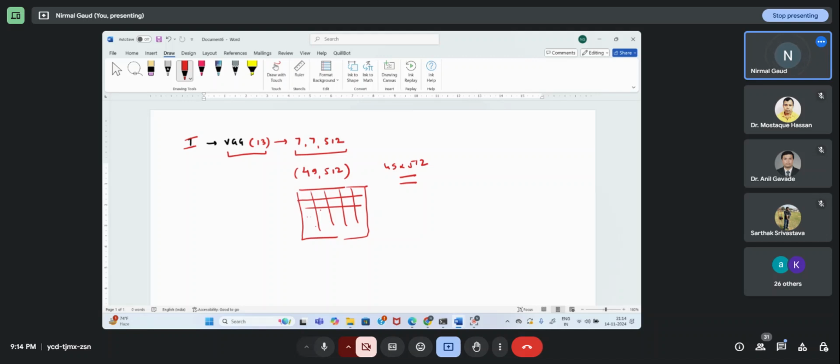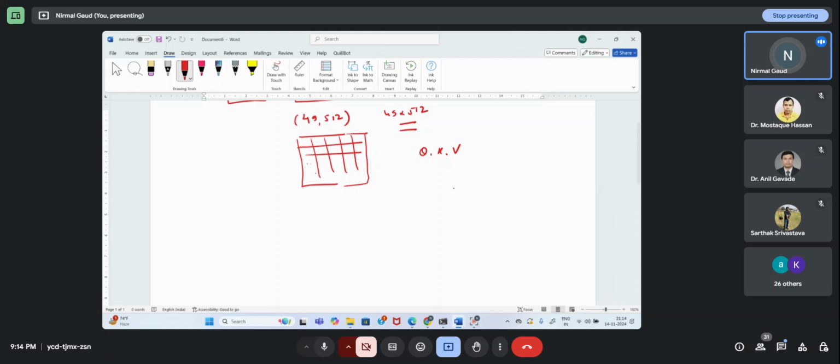Now you have to find Q, K, and V. Things are now very simple for you if you are attentive and listening to me properly. Your image is 49 by 512. That's the spatial dimension. You have to make Q, K, V from this image only.